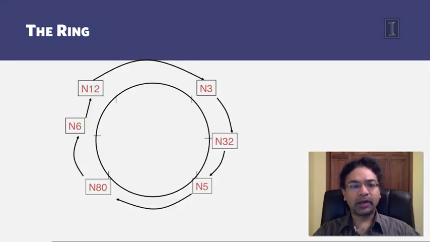Here's an example of a ring. Here I don't have process IDs in consecutively increasing order, but essentially the processes are organized in a ring where every process has a successor in the ring. So N3, for instance, has a successor which is N32, so it can send messages to N32. N32 in turn has a successor of N5, which in turn has a successor of N80, and so on and so forth, and then N12 has a successor of N3, which completes the ring.